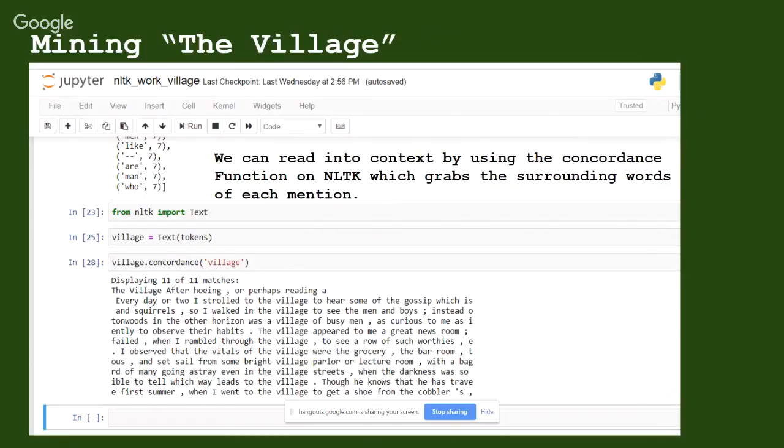So you see through the concordance function that he strolled through it, he walked through it, he set sail from it, he's gone astray from it. So that language of movement is really interesting because it makes the text very spatialized, so on two levels he's really contemplating space and place in his writing.